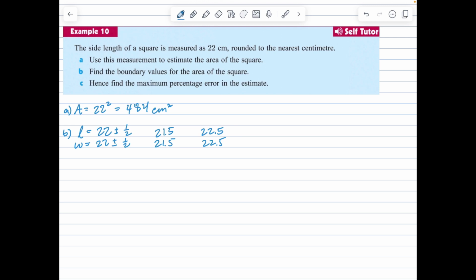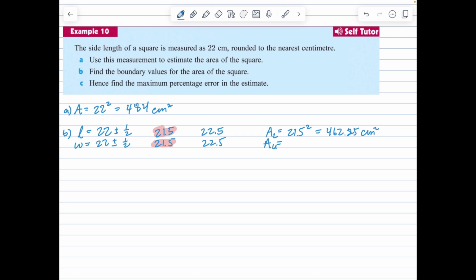Now if we're asked to find the lower boundary for the area, in other words, what's the smallest area the square could actually be? That would mean we underestimated both our length and width down to as low as 21.5. So 21.5 squared, which is 462.25 centimeters squared. That's the lower boundary for our area.